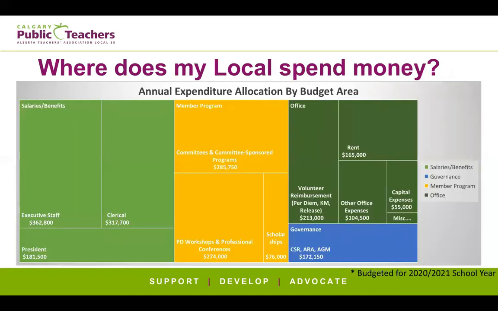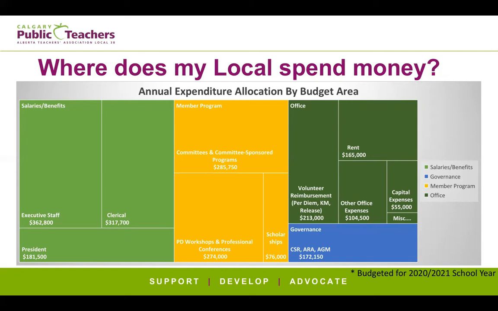In terms of how the local spends money, we're very similar to the provincial association. We have the lion's share of our revenues spent on salaries and benefits for staff employed by the local. So you see here the president, the two executive staff officers, and clerical staff. The next largest expenditure is in member programming. And there's scholarships that we offer primarily to children of our own members.